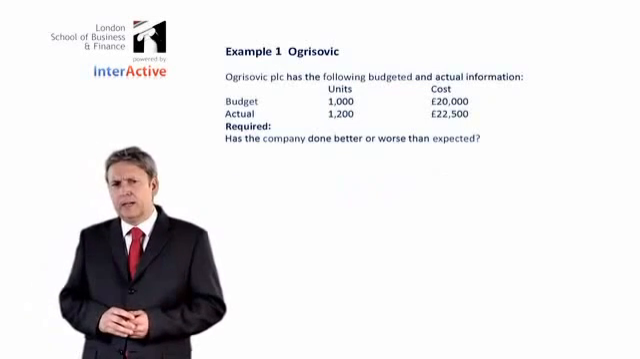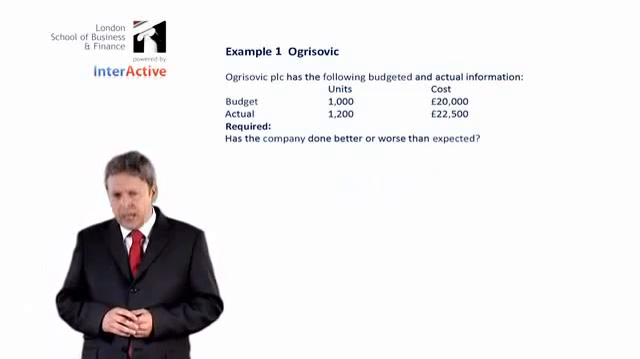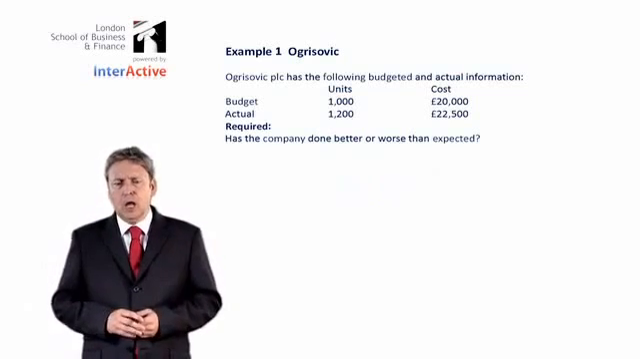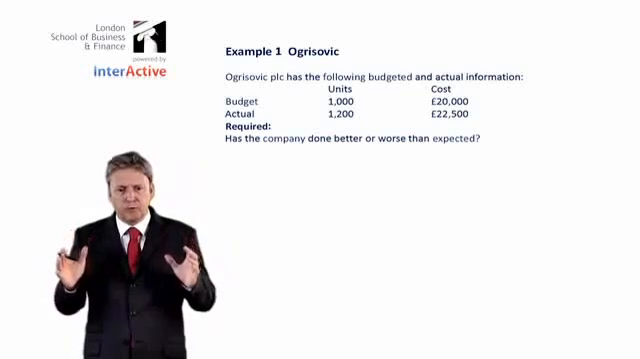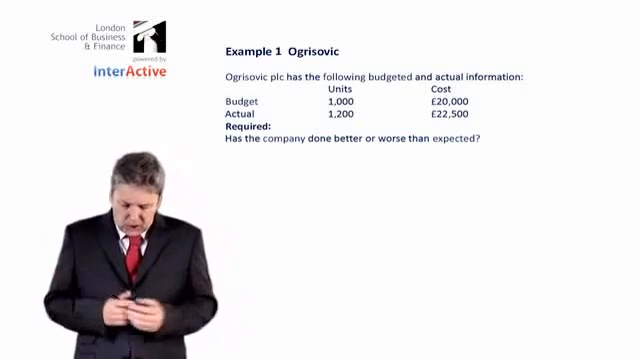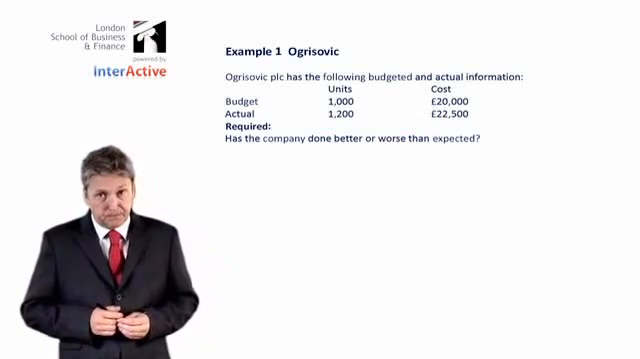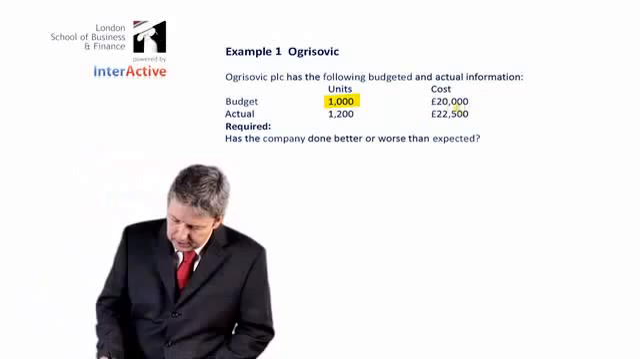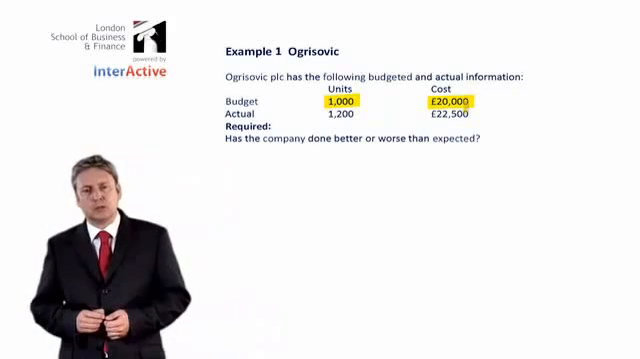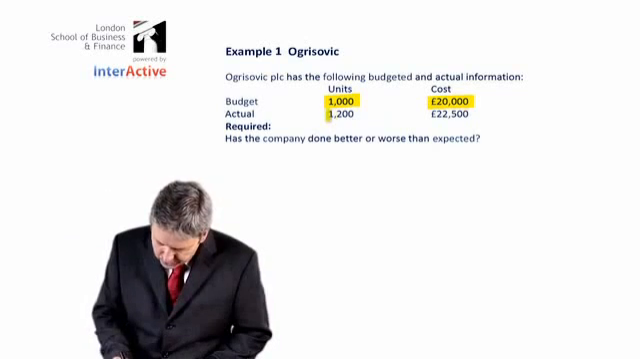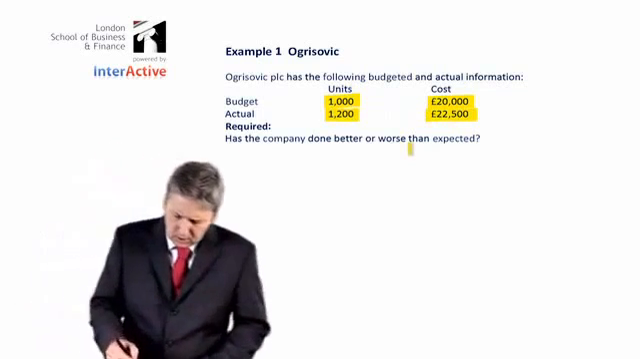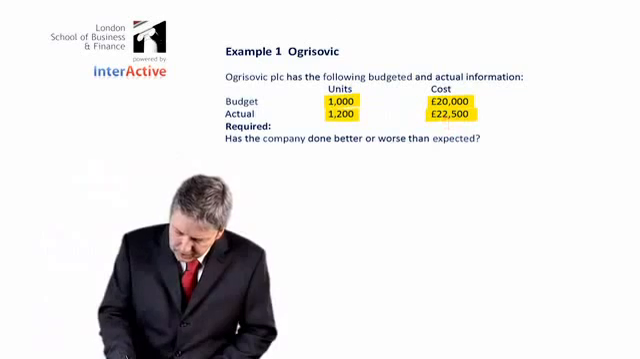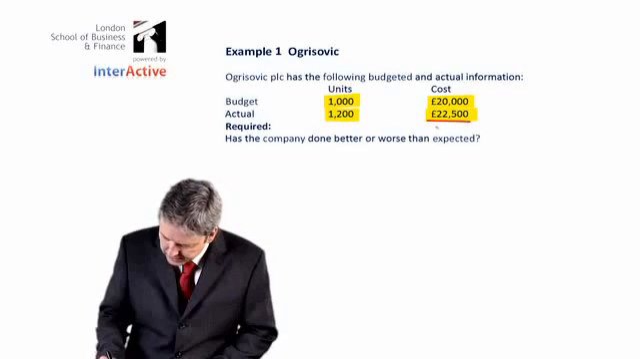The next thing we have to be aware of is what sort of budget do we need for budgetary control? So what I have in front of us is a very simple question just to illustrate the issues involved. Grisevich has the following budgeted and actual information. So we have a budget of 1,000 units and a cost of £20,000. And then we've got an actual of 1,200 units and a cost of £22,500. So, my suggestion to you is, if we're asked, has the company done better or worse than expected? I'm going to suggest to you that it's done badly.